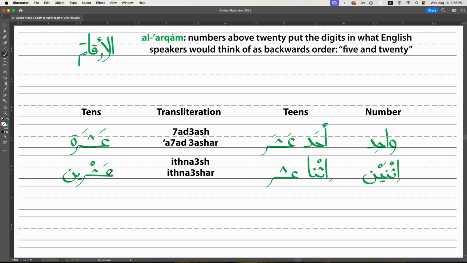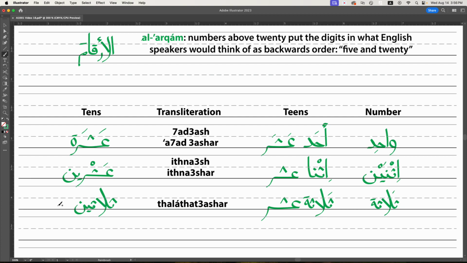And to get 20, we get ashreen. And this originally came from ashrain, 2 tens. Remember the dual ending I showed you in the last one. So ashreen is what it's become gradually over the centuries, meaning 2 tens, and that's how we get 20. We know that thalatha is 3, so thalathat ashar is 13. Most people will drop the ra off and say thalathatash. And then our number for 30 is thalathin.